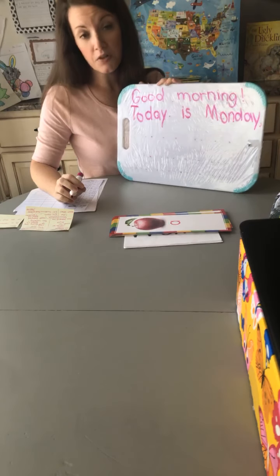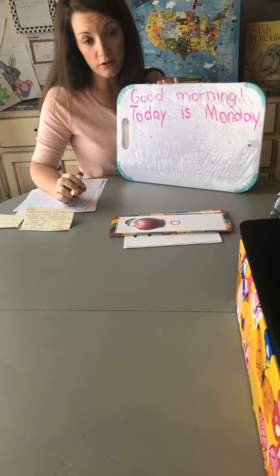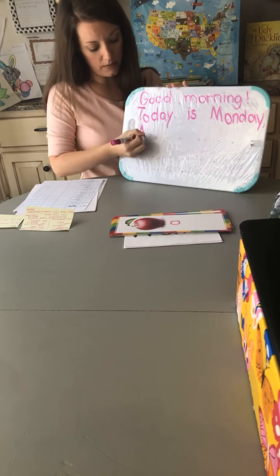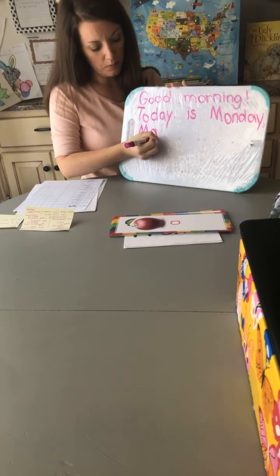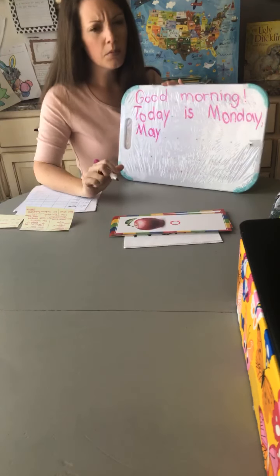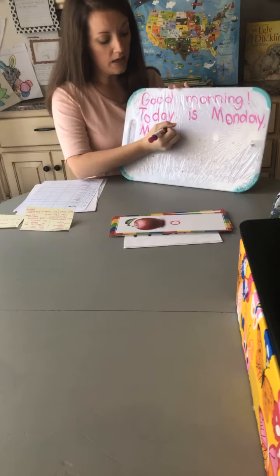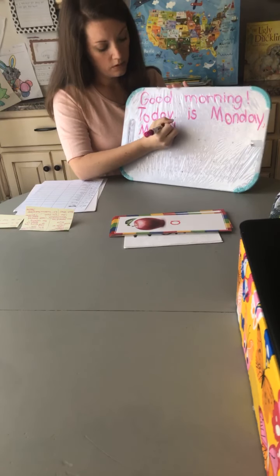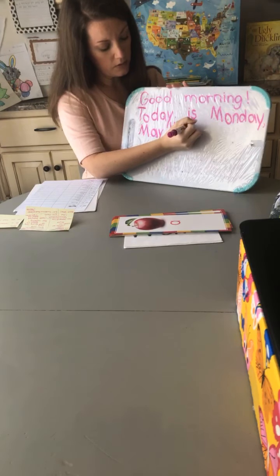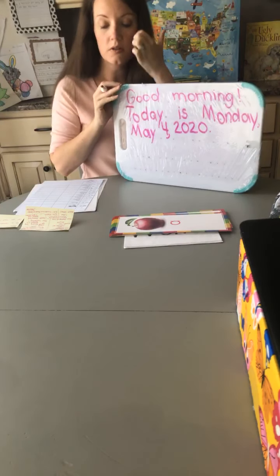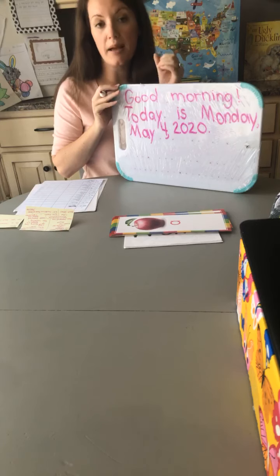Now, May's very easy to spell. It's just three letters. M-A-Y. We're going to start with an uppercase M. May. What number was it? Yesterday was the 3rd. So today is the 4th. 2020. Okay, Miss Armstrong's news says she wrote it about herself.